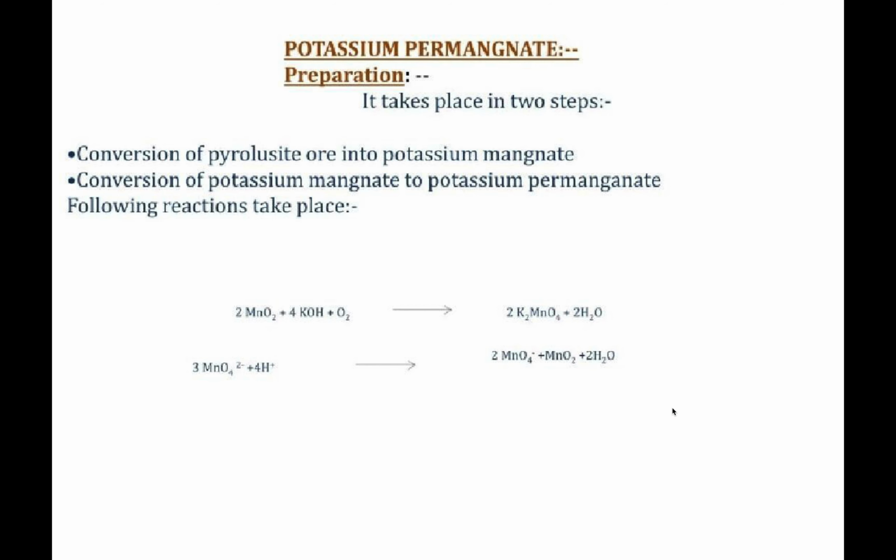Now potassium permanganate preparation takes place in 2 steps. Don't get confused between the preparations of potassium dichromate and potassium permanganate, and here we have only 2 steps. First step involves the conversion of pyrolusite ore into potassium manganate. Pyrolusite is nothing else but MnO2, plus KOH plus O2 gives K2MnO4, which is potassium manganate, plus water.